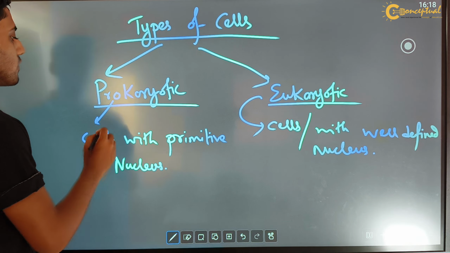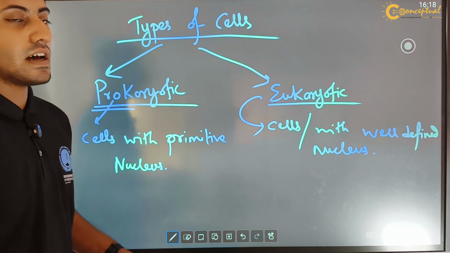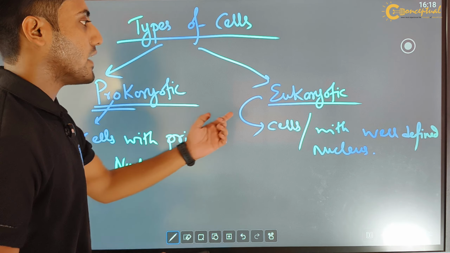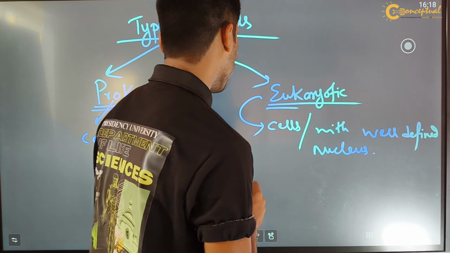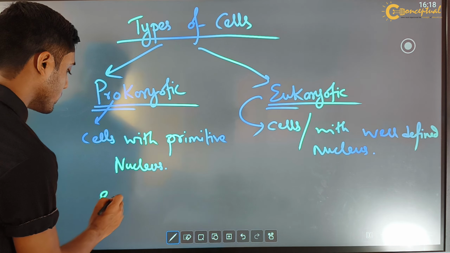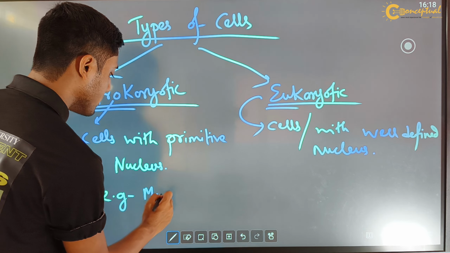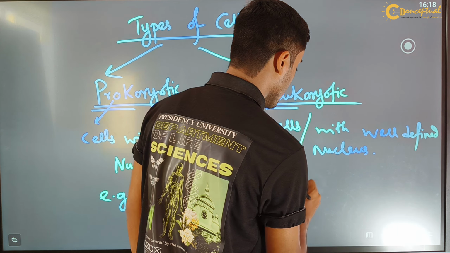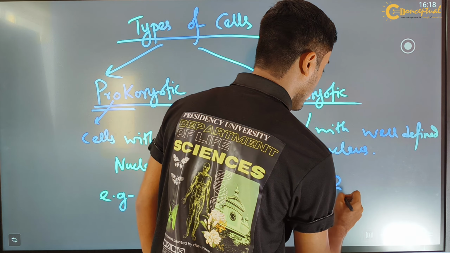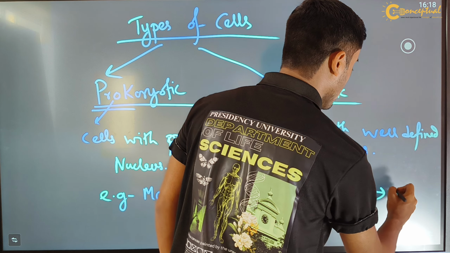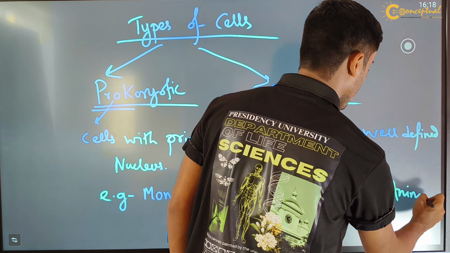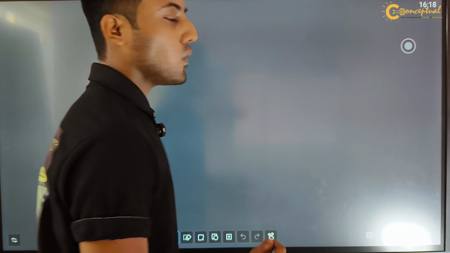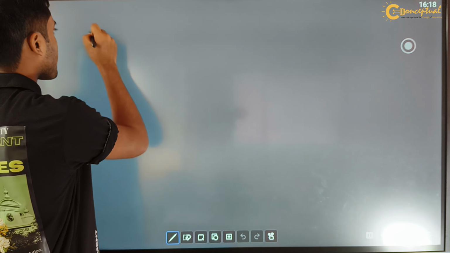Then we have to keep in mind that the prokaryotic organisms are the primitive ones, which were developed way back, and eukaryotic organisms are modern day organisms. The examples of prokaryotes will include members of kingdom Monera, such as bacteria, and eukaryotic organisms will include everything from protists to the most complex animals, which are humans. Okay, how will a prokaryotic cell look like?